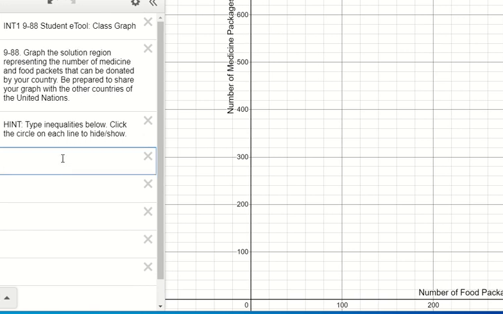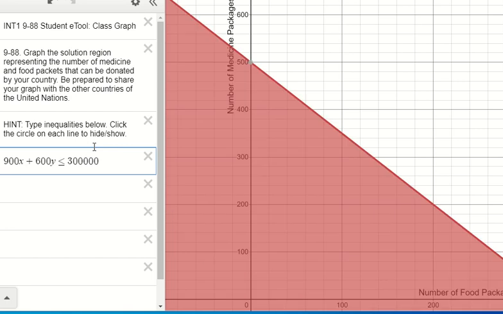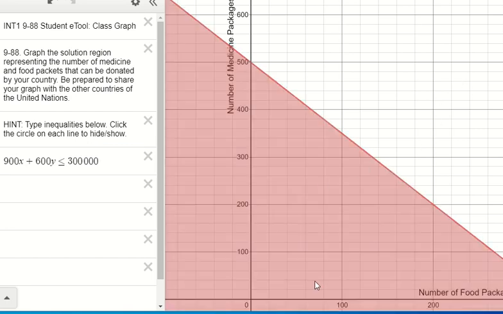And this first one was the food package: 900x plus 600y. It can equal, right? But it can be no more than, so it has to be less than or equal to. And you can see as I type that, less than or equal to, it changes into that $300,000. Okay, so there's our first constraint from country A. So what this means is that country A could buy, for example, 100 food packs and 100 medical kits. They could buy 100 of each, and they wouldn't exhaust their budget.